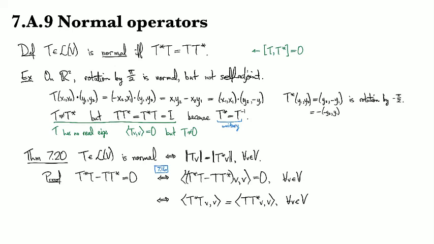And then I can just move T's around. In the first one, if I shift T star over to becoming a T, then I have <Tv, Tv>. And in the other one, if I put the T over, it becomes a T star, so I have <T star v, T star v>. And then taking square roots of both sides of this equation is equivalent to what was given in the statement of the theorem. And we're done.